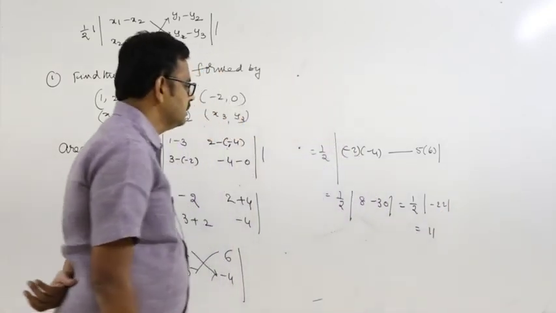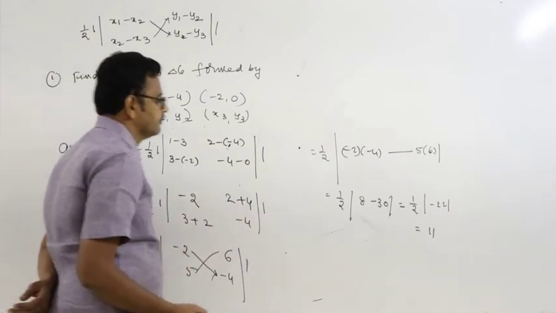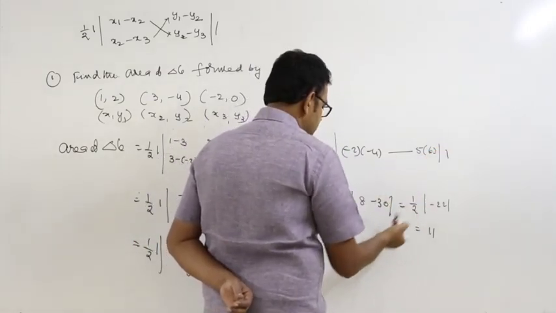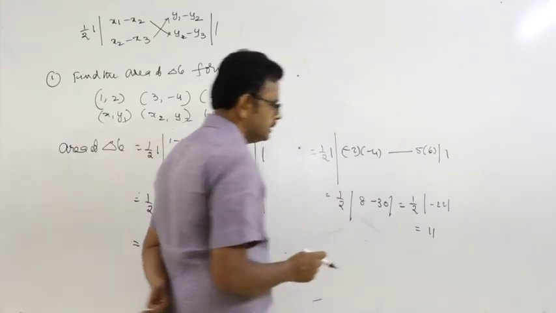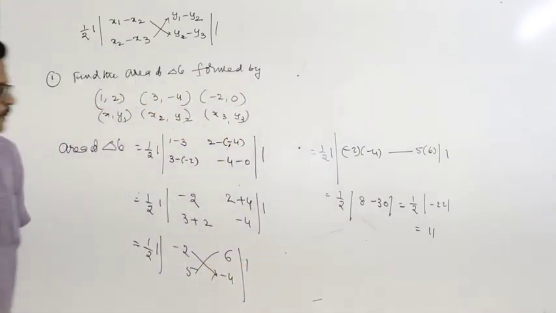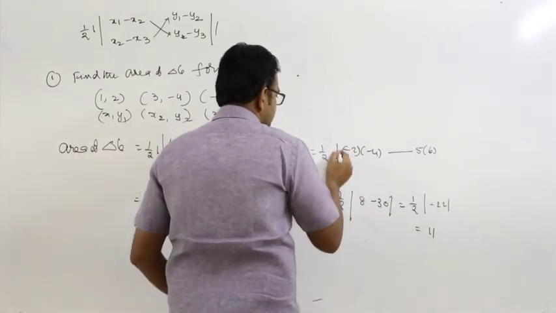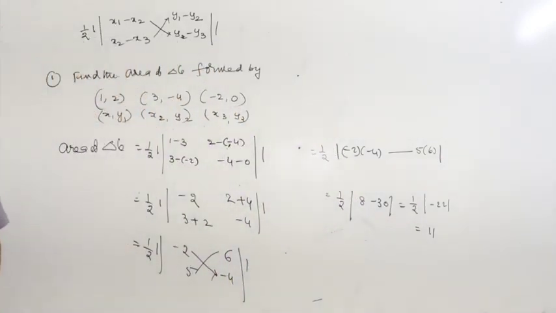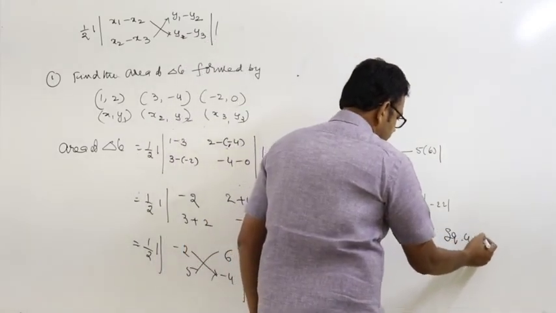But area is not in negative values, mod is there. This is mod of the determinant, so this value is the determinant. So taking mod of that, the area is 11 square units.